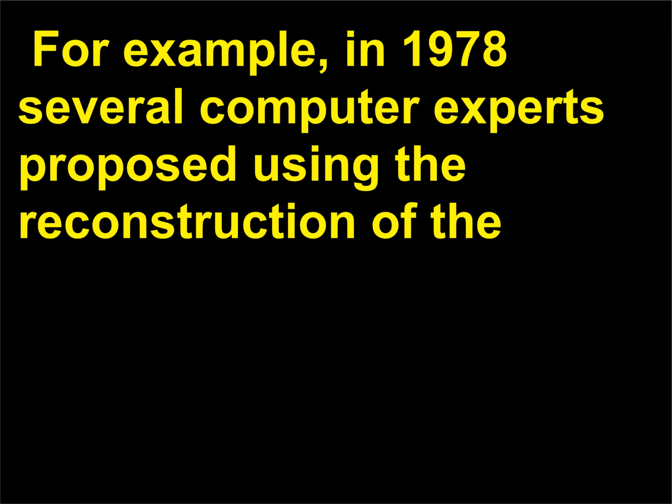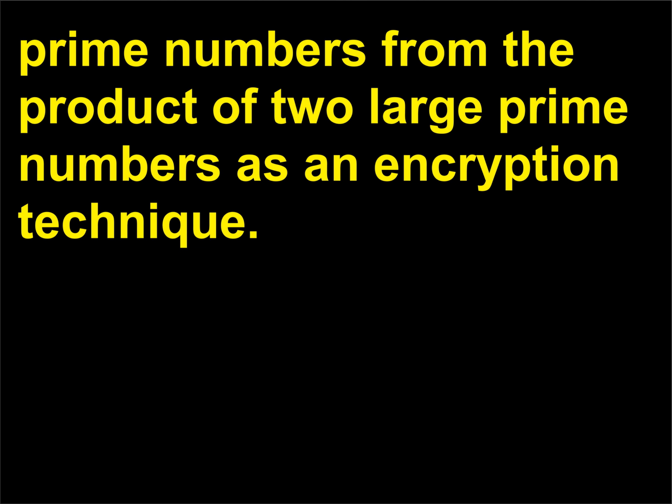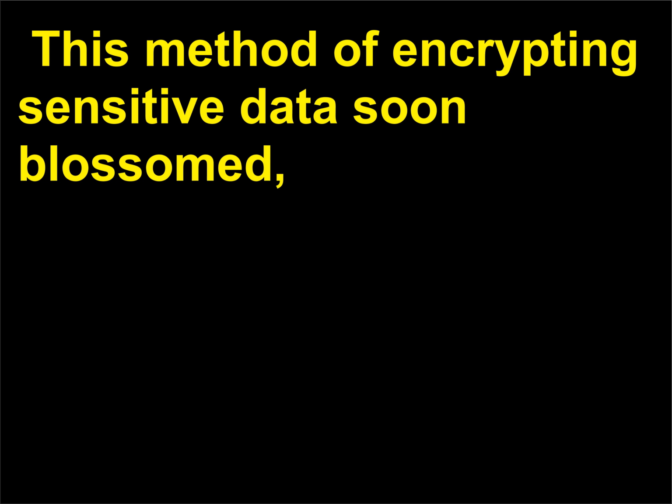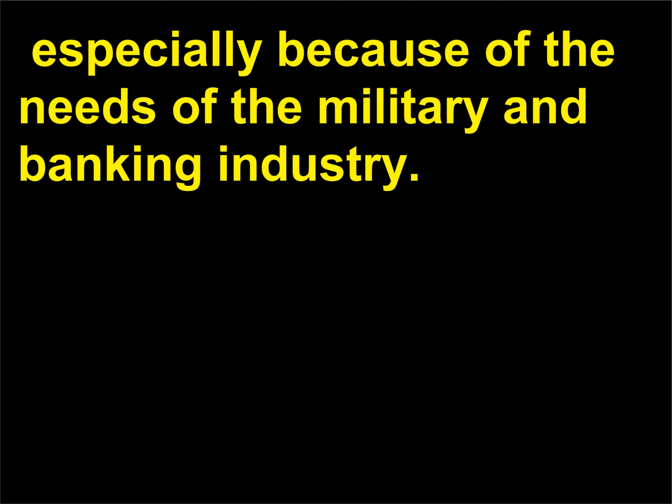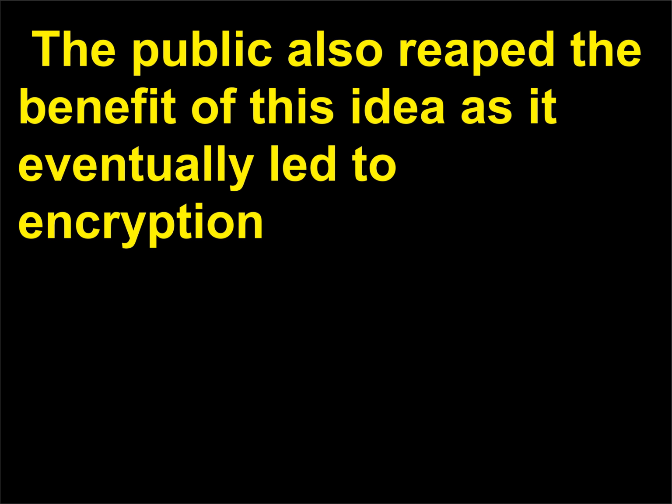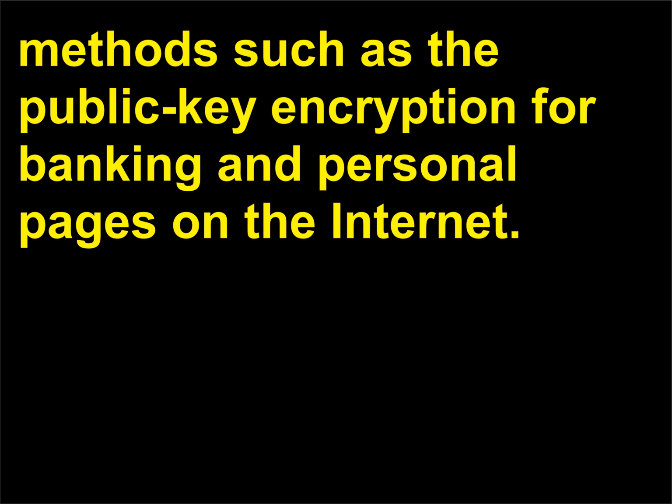For example, in 1978 several computer experts proposed using the reconstruction of the prime numbers from the product of two large prime numbers as an encryption technique. This method of encrypting sensitive data soon blossomed, especially because of the needs of the military and banking industry. The public also reaped the benefit of this idea as it eventually led to encryption methods such as the public key encryption for banking and personal pages on the Internet.